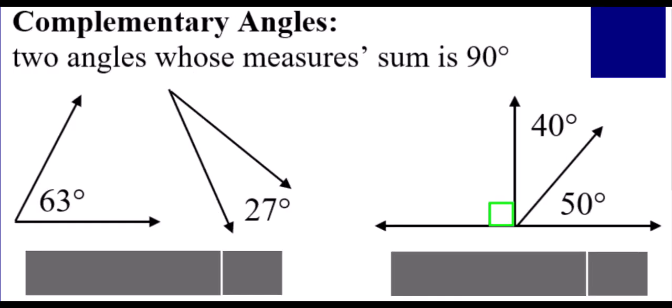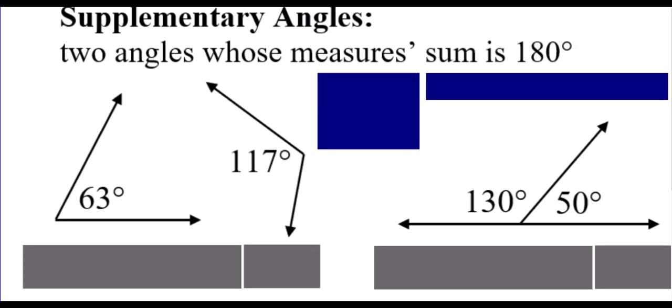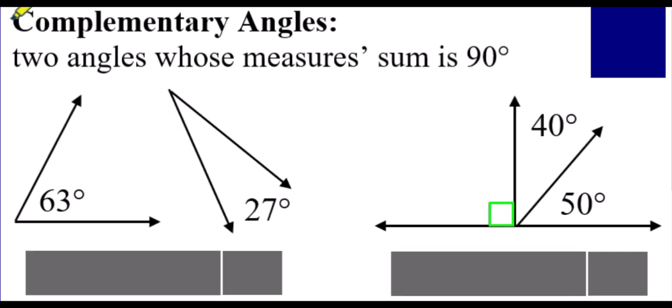Now, vertical angles are not the only type of new vocabulary we want to talk about today. We also want to talk about complementary angles and supplementary angles. So what are complementary angles? Complementary angles are two angles, so a pair of angles, whose measures sum, which means adding, their sum is 90 degrees. So, for example, you see this pair of angles over here, the 63 degree angle, the 27 degree angle.